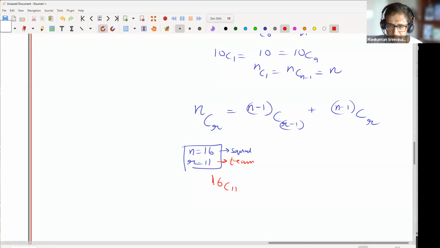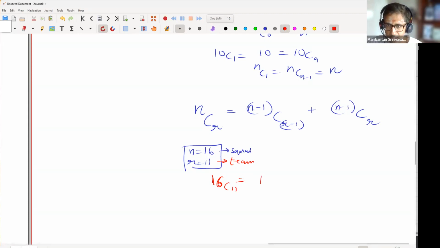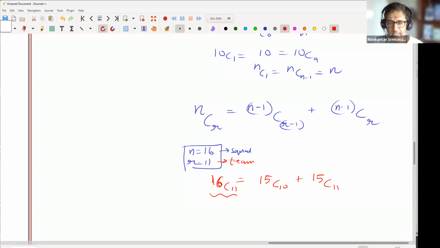So another way to look at 16 choose 11 is 15 choose 10 plus 15 choose 11. Why is this? If I have to select 11 from 16, let's say I'm looking at all the 16 players and randomly I look at one player X. My thought process would be, I definitely want this guy, or I definitely don't want this guy. If I definitely want him, then my problem reduces to selecting only 10 from the remaining 15.